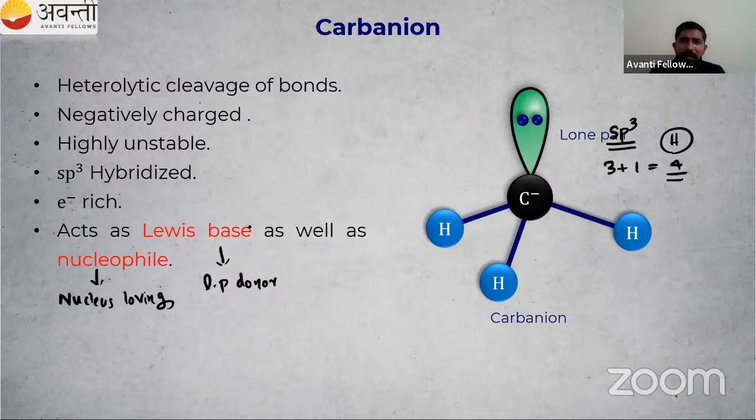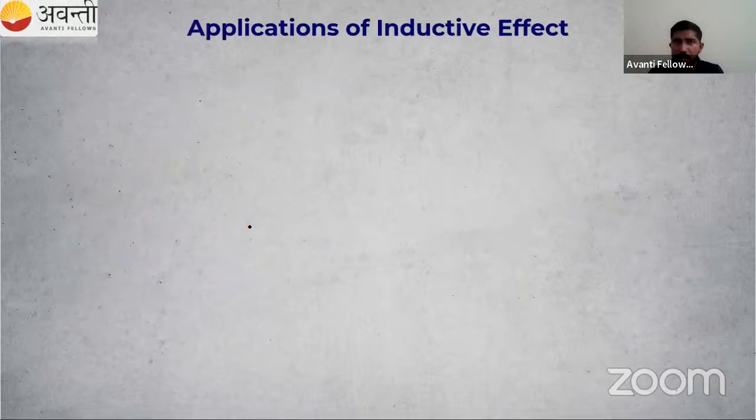Again, you can write the primary, secondary, tertiary, and methyl carbanion. Using the inductive effect, we can explain the stability of this carbanion. That is the main objective of today's class. Reaction intermediates we have studied: carbocation, carbanion, and free radical. Carbenes and nitrenes we will study later.